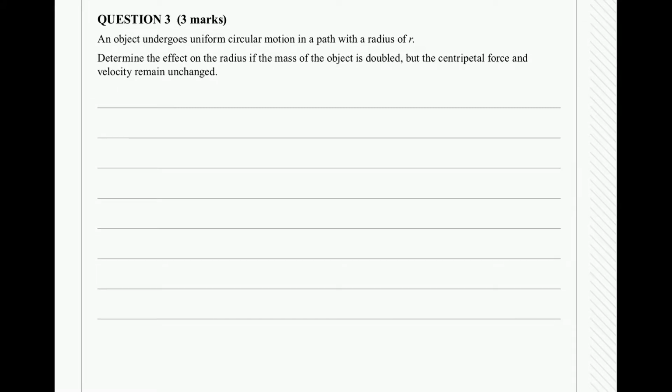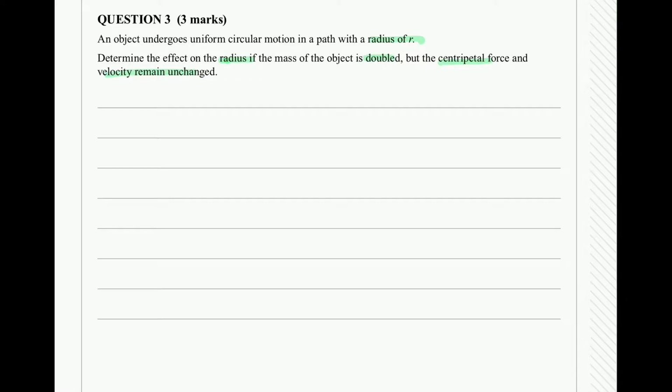Okay, so question 3. An object undergoes uniform circular motion in a path with a radius of r. I'm going to highlight as we go through. Determine the effect on the radius if the mass of the object is doubled, but the centripetal force and the velocity remain unchanged. So this is a formula relationship question, very similar to one of the MCQ questions in paper 1 for the 2021 paper, where you had a formula and you've got to determine what the relationship is if you change one variable and keep all but one other variable constant.